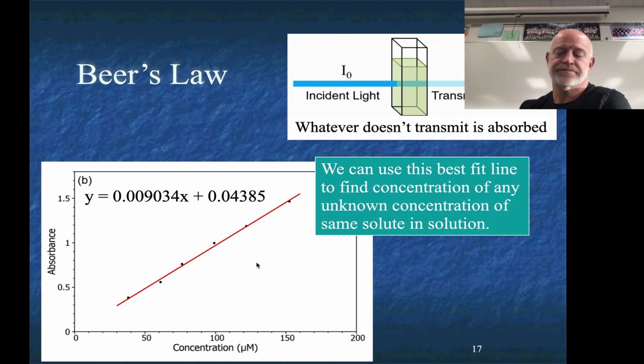But Beer's law is pretty powerful because it allows us to find an unknown concentration by simply passing beams of light and reading the amount of light that gets transmitted, all right?